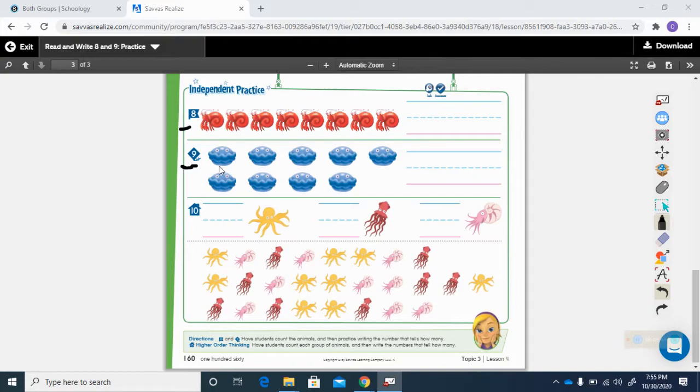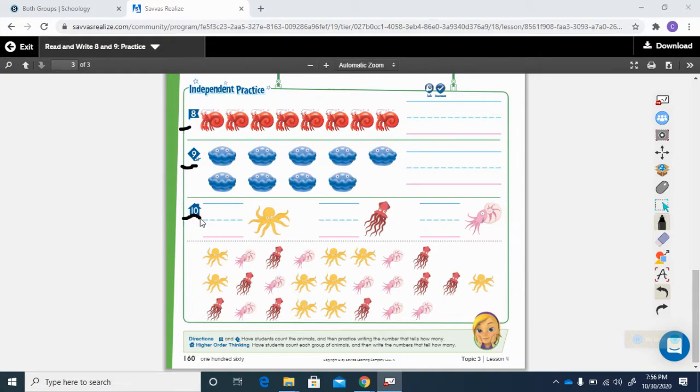Here for number 9, you count the number of clams. And once you get the clams counted, you write that number right out here. Okay, if you need more time, pause the video.